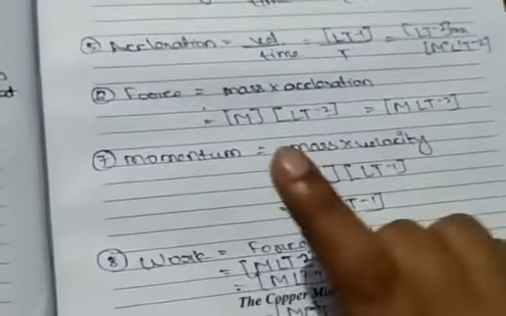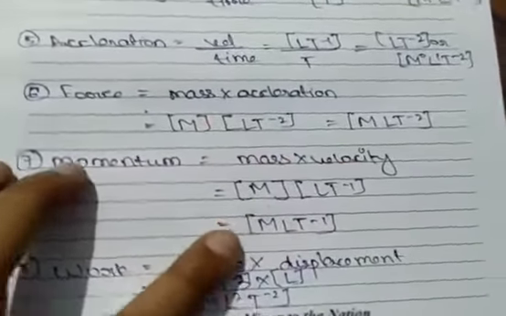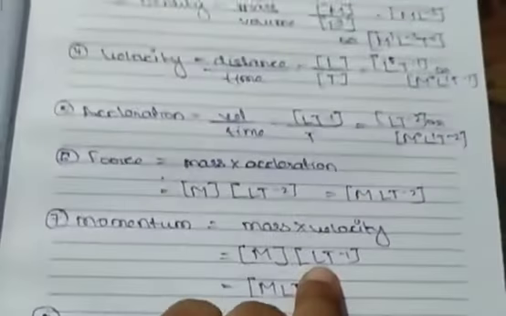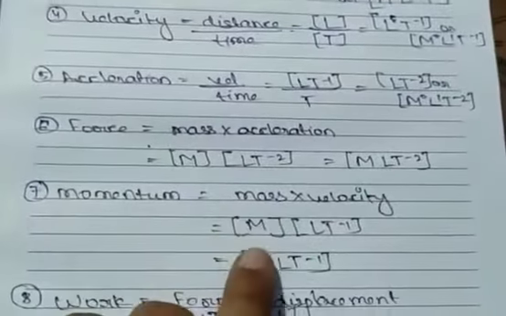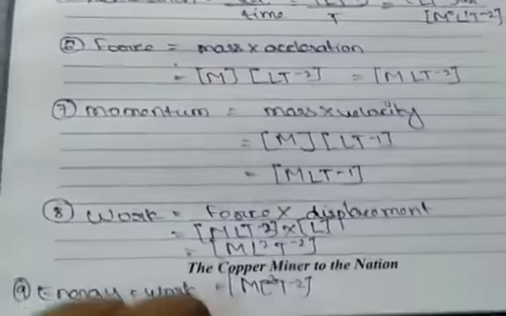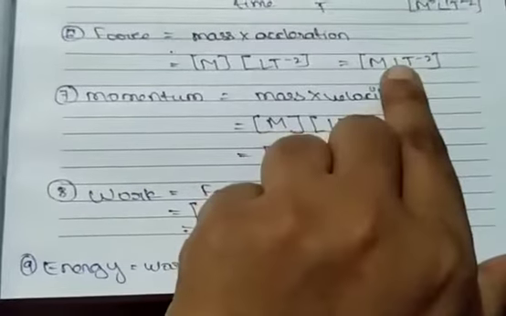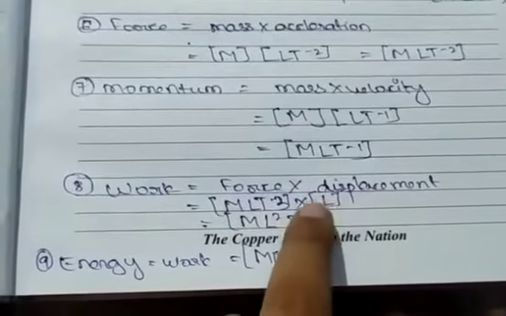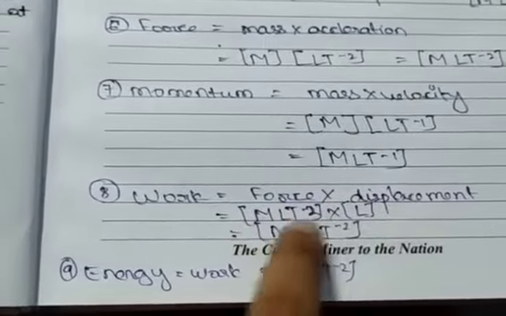Okay. Then momentum. Momentum is mass into velocity. So mass is m, velocity is L t minus 1, just now we found that out. So mass is m, so m L t minus 1. This is for momentum. Work. Work is equal to force into displacement. Force just now we found out, m L t minus 2. Displacement is length, so L. So m L square t minus 2.